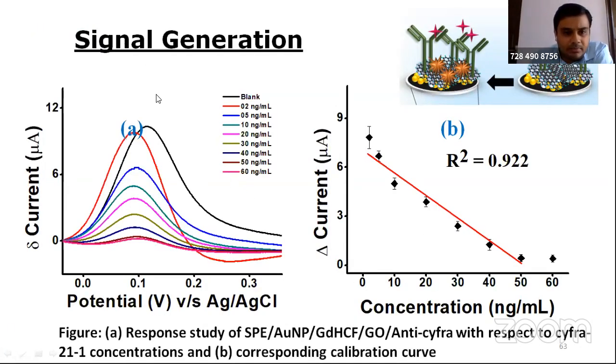This is the blank signal. You can see in the blank also you are getting the signal. And when you keep on increasing the concentration of the oral cancer marker, the signal is dropping. Earlier you have seen the signal was increasing in positive correlation. But in this case, when you are adding the target molecule, that's the example of CIFRA 21, the oral cancer marker, the signal keeps on decreasing because of the increase in the insulation, right?